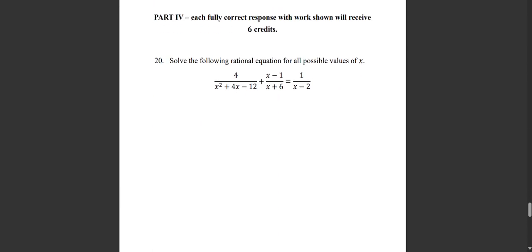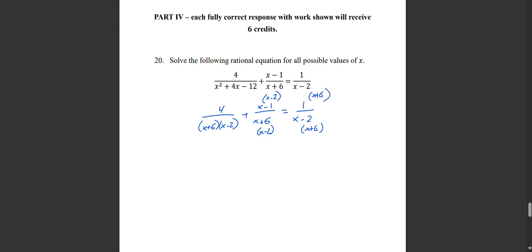Last one, rational equation. Step 1, get common denominators. So we can factor that quadratic. It's going to end up being (x plus 6)(x minus 2). And if I want common denominators, well, this guy is going to need an x minus 2, and I'll do that on top and bottom. And this guy's going to need an x plus 6, and I'll do that on top and bottom.